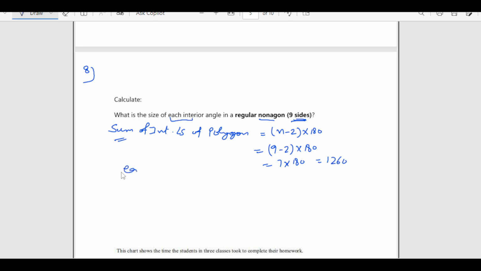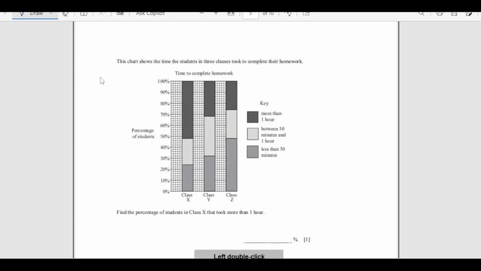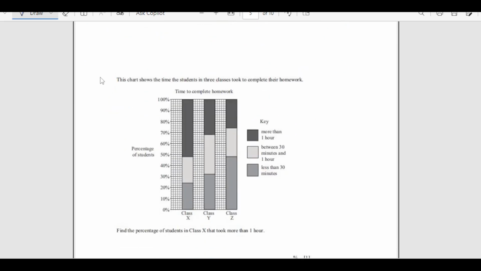So the measure of each angle is going to be, there are 9 sides, so divide by 9. When you divide this by 9, we get 140 degrees. So the answer is 140 degrees. So this formula you need to remember: the sum of the interior angles of a polygon is n minus 2 times 180, right?